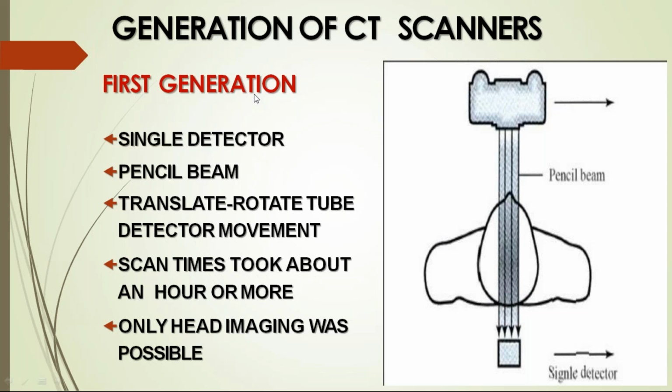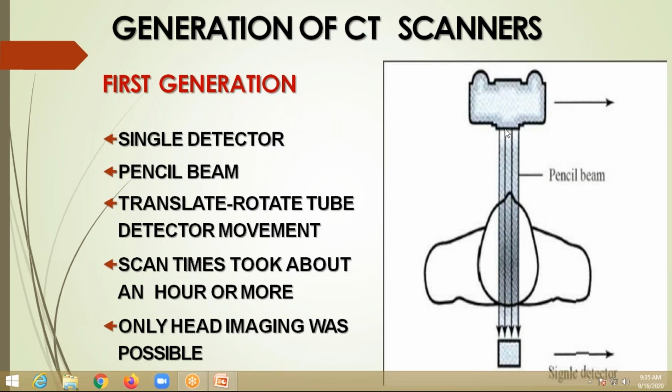And in CT, there are many generations, up to 5 generations. I will tell you about them one by one. First, the first generation CT was developed with a single detector. In this first generation CT scan, we use a pencil beam. You can see here, we have a single detector and then we project the pencil beam.